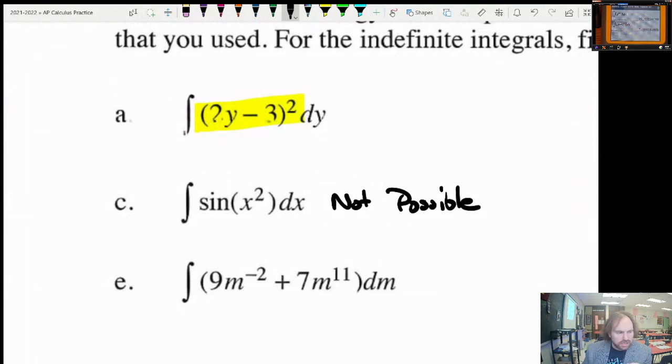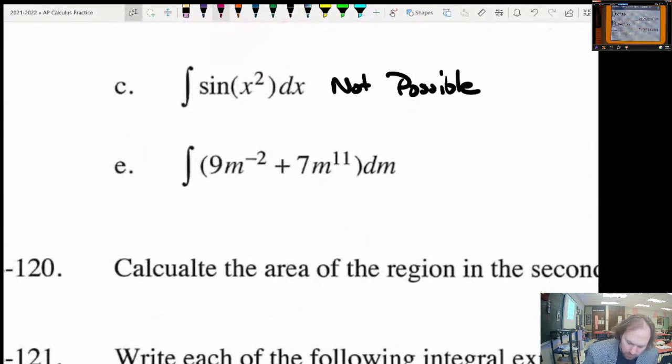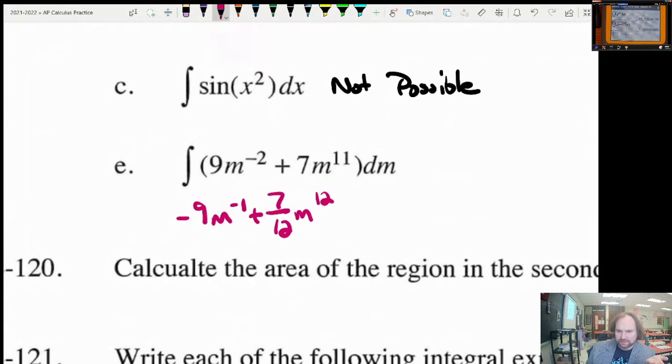And then you got question E, which we totally can do. Let's just think about the anti-power rule, or the reverse power rule. We're going to go m to the negative first power. We're going to go up a degree. And that means we need this to be negative 9 in front, so it'll multiply to be positive 9. Then we're going to go up to m to the 12th power. A really easy way to do this is just go 7 over 12. Then the 12s will cancel out, leaving the 7. And we'll make sure we put a plus C on that as well. Do not forget your plus C.